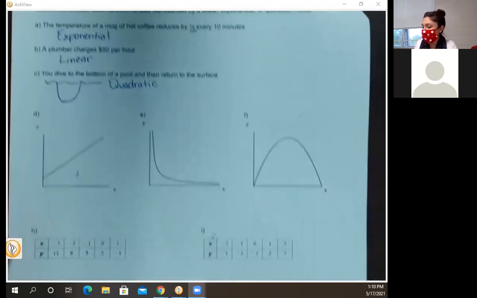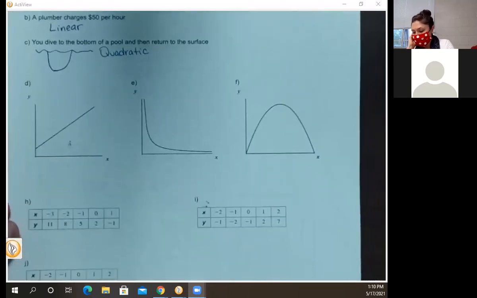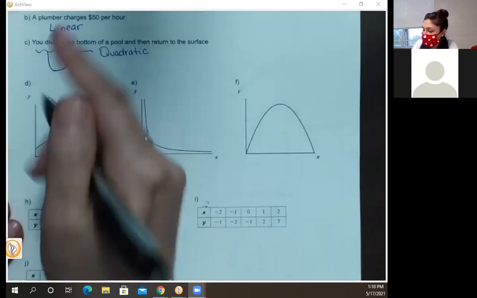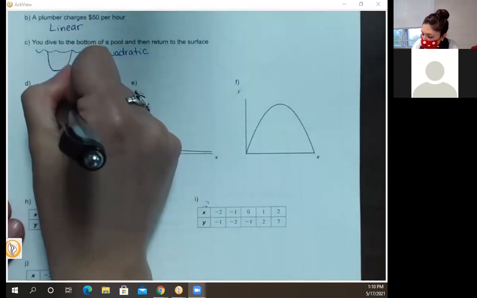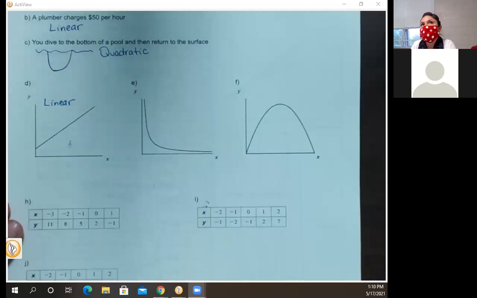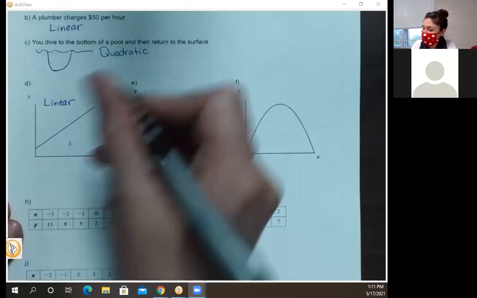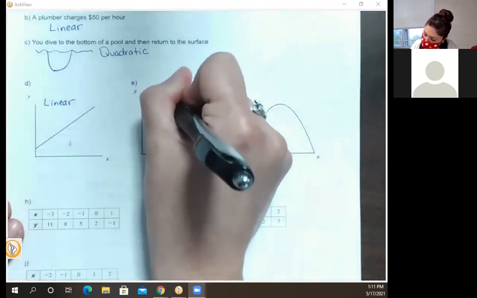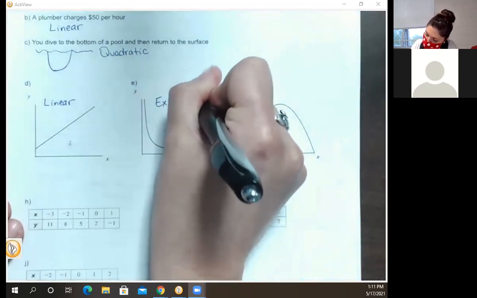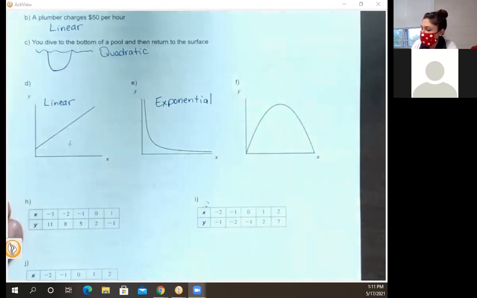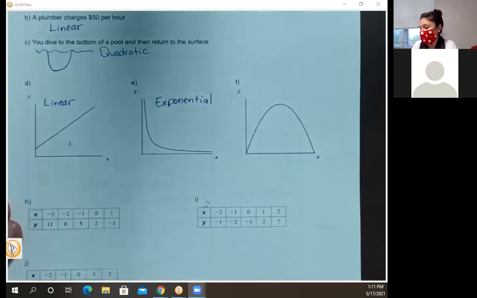Okay, let's take a look at the graphs here. D, what type of function is that? Linear, yeah. Looks like a line, so it's linear. Remember, linear has the word line right in it. How about E? Exponential. And then F, quadratic.